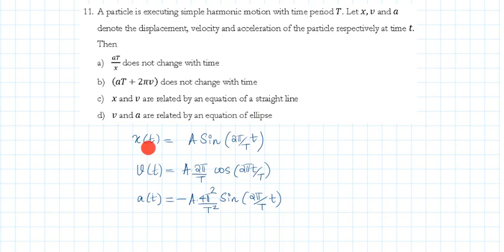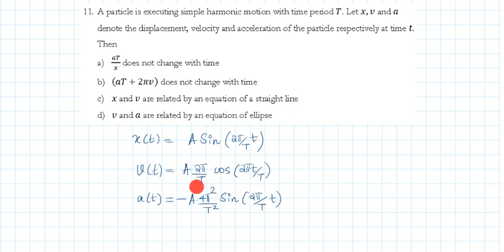So you all know that the displacement of simple harmonic motion can be written as x of t equal to A sine 2 pi by T into small t, where this capital T is period, capital A is amplitude. Once you have this expression for displacement, velocity is the derivative of this. So you will get A into 2 pi by T into cos 2 pi t by T. And acceleration is derivative of velocity, then you will get minus A into 4 pi square by T square sine 2 pi by T into t. These are the expressions for x, v and a.